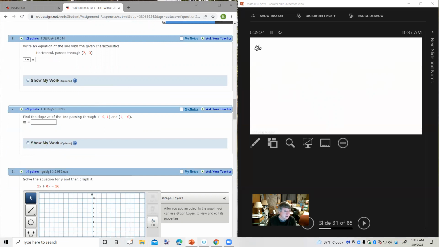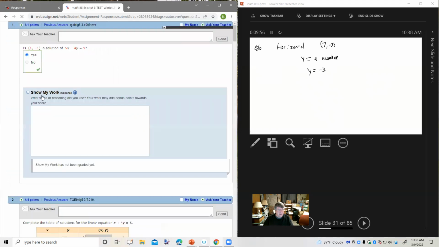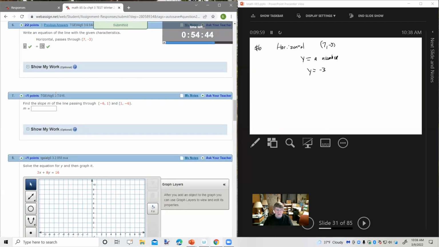Going on to problem number 6. Write an equation of a line with the given characteristics. This one is horizontal and passes through the point (7, -3). Well, a horizontal line is in the form y equals a number, so that would have to be y equals -3. So over here, we put in y equals -3. Again, the equation of a vertical line is x equals a constant. The equation of a horizontal line is y equals a constant.